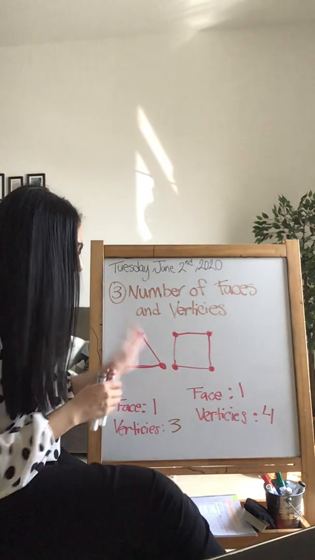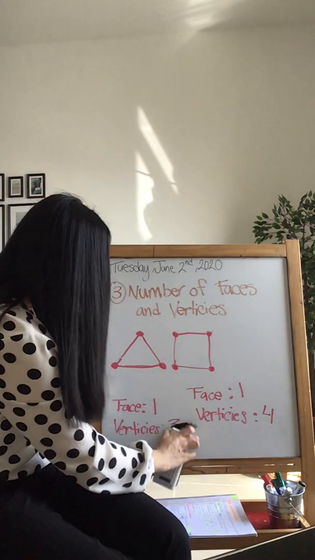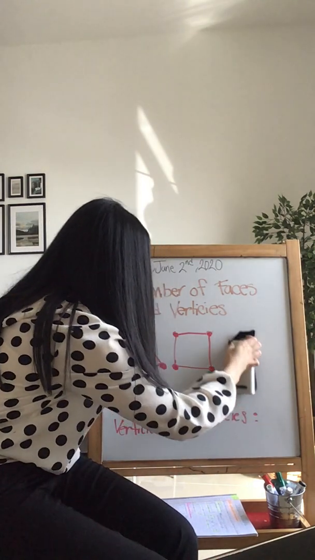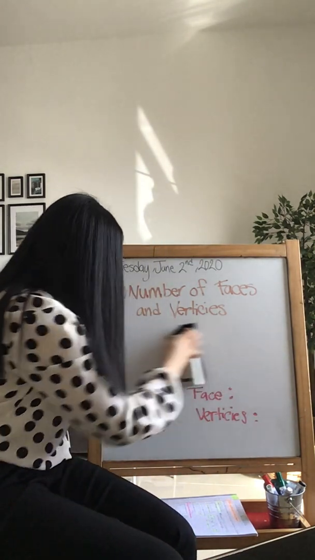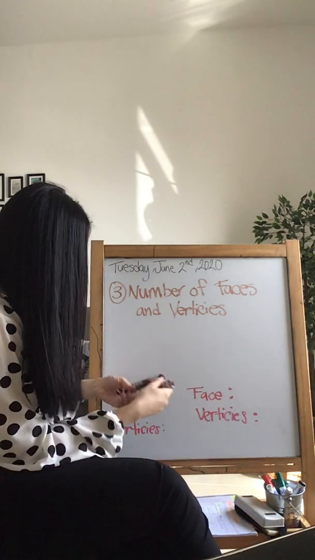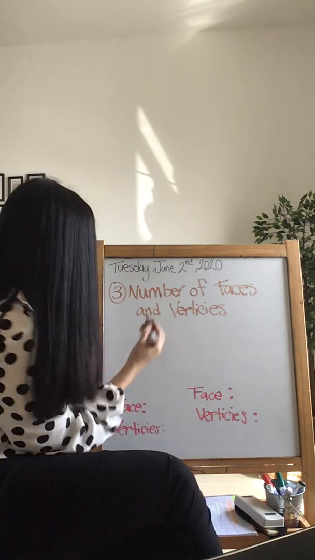Now let's do the same thing. Let's keep doing faces and vertices, but with a 3D shape, okay? Erase this. And we are going to look at 3D shapes later this unit, so you do need to get ready for that. So let me say, okay.